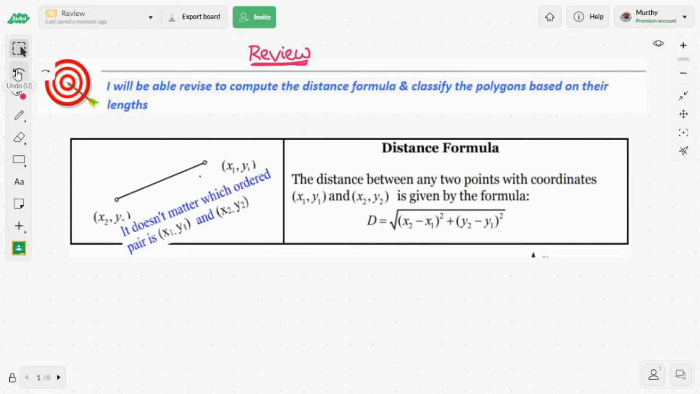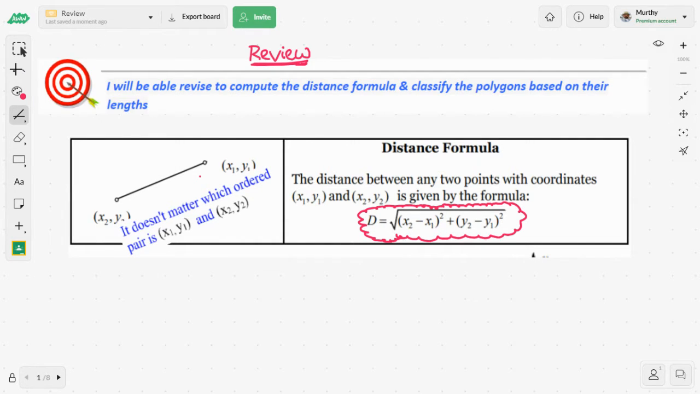And a really quick recap of the distance formula you learned in the previous two sessions: it is the square root of (x2 subtract x1) whole square plus (y2 subtract y1) whole square. Actually, this is derived from the Pythagoras theorem.